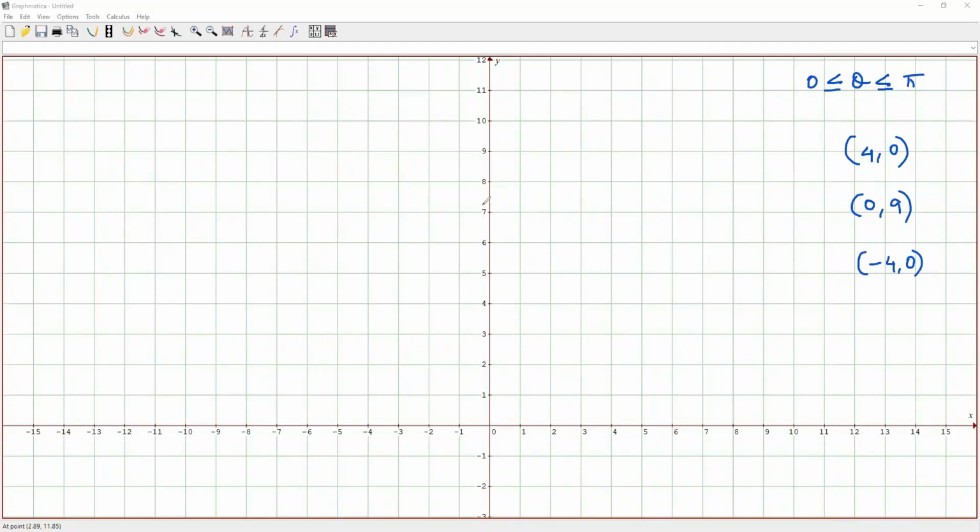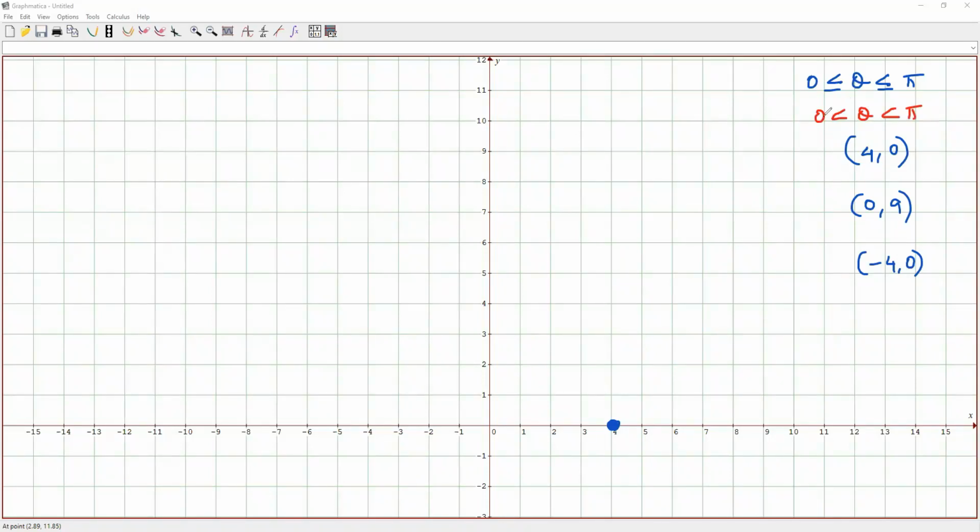Here, 4, 0 is on the x-axis, and I'm going to take a filled circle here because I got this point 4, 0 when theta is equal to 0. In the information of the question, theta can be equal to 0, so the point we get for theta is equal to 0 must have a filled circle. And also, what if we have 0 less than theta less than pi? What do we have to do?